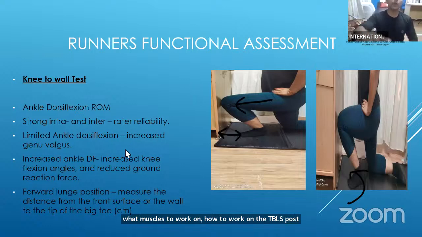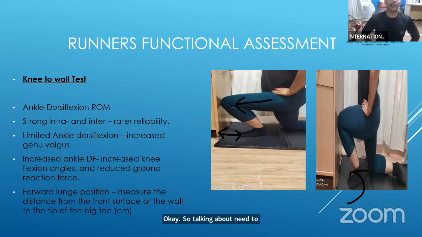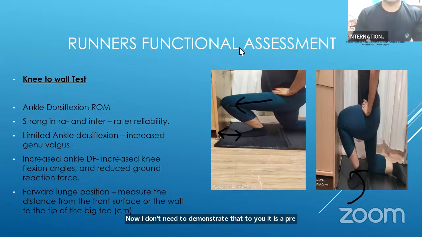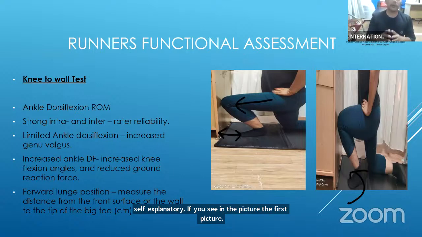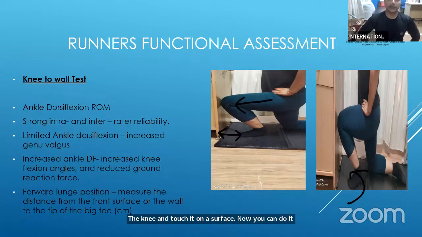Okay. So talking about the knee to wall test, this is a test used for ankle dorsiflexion. Now, I don't need to demonstrate that to you. It is pretty self-explanatory. If you see in the first picture, this person tries to take the knee and touch it on a surface. Now you can do it against a wall as well, okay, and perform an ankle dorsiflexion.